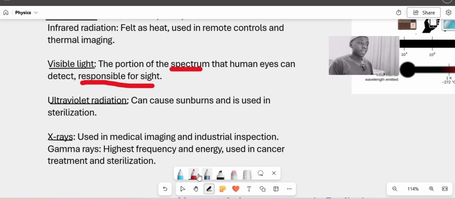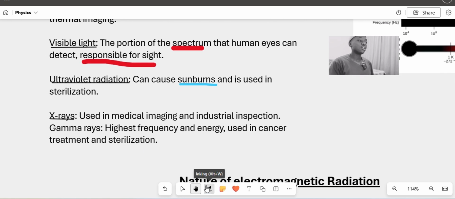Then we have ultraviolet radiation, which comes from the sun, as we all know. It is used in the process of energy. But that is another topic for another day. We also have X-rays. X-rays are used in medical imaging and industrial inspection. Then we also have gamma rays. These have the highest frequency and energy, and are used for cancer treatment and sterilization.